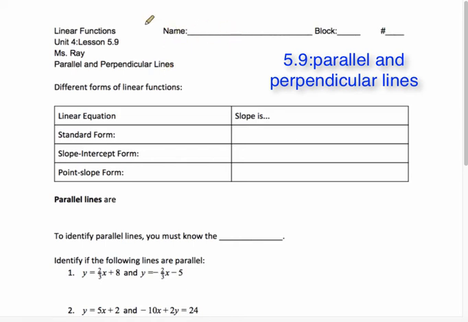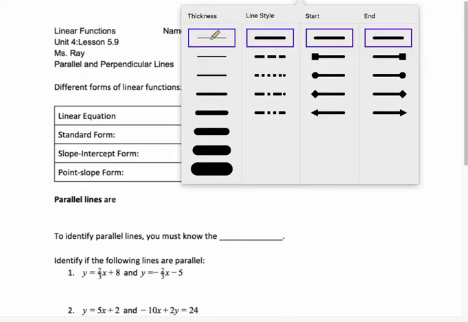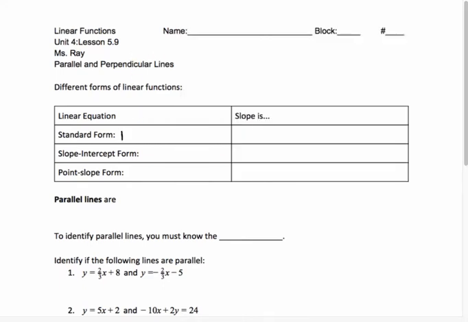All right, here's your video for 5.9, which is talking about parallel and perpendicular lines. So we're going to review the different forms of linear equations. The first one is standard form, which is ax plus by equals c. Slope-intercept form is y equals mx plus b. And point-slope form, y minus y1 equals m times x minus x1.